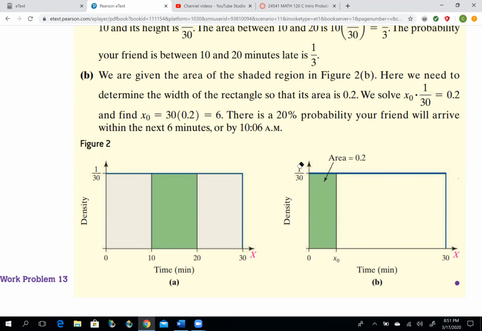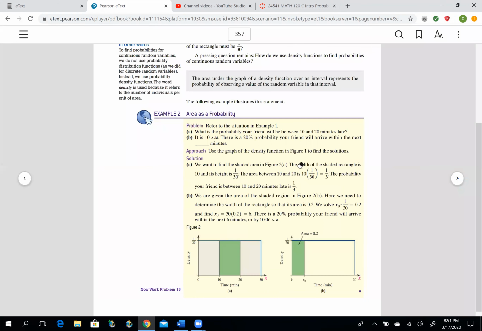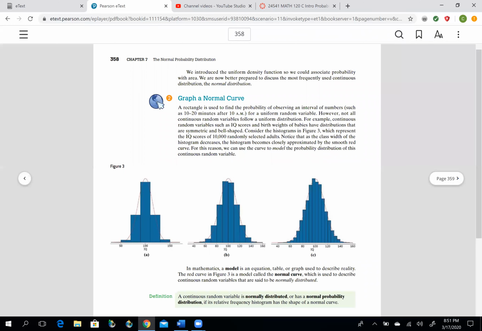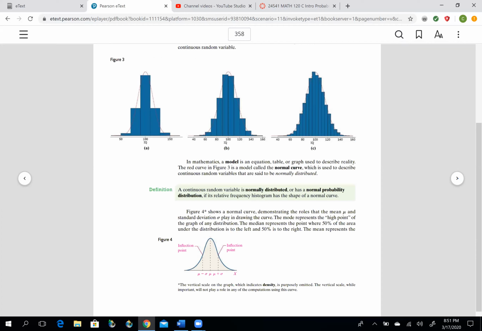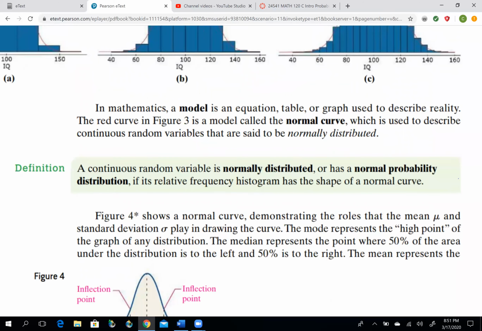Okay, so now let's go to the next page. Okay, so now let's start here.